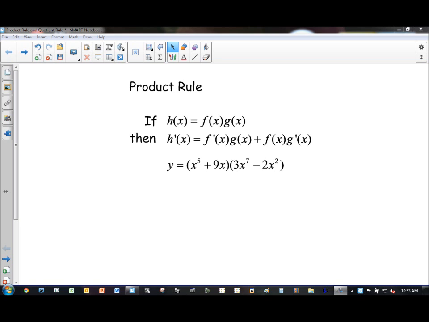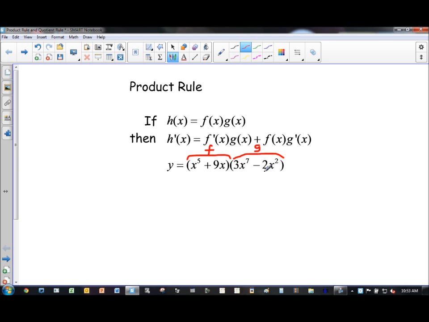Product rule, you need to recognize when to use that. You're going to use the product rule whenever you have two functions that are being multiplied together to create your bigger function. And that's what I have here. I have two functions multiplied together, and I need to find the derivative of this whole thing. So what I'm going to do is I'm going to call the first function f, or f of x, and I'm going to call the second function g.